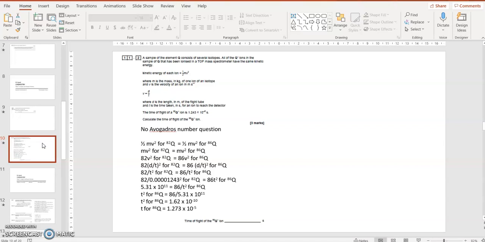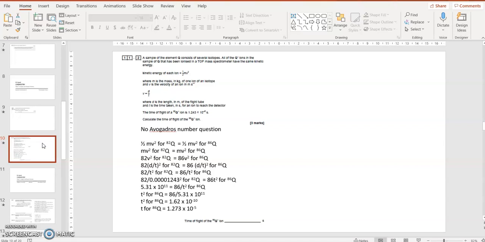Now, instead of 82, which is 82 grams for 1 mole, I could convert that into the mass of one particle of each by dividing both sides by Avogadro's number to work out the mass in grams of one particle of 82Q and one particle of 86Q. But why bother? Why divide by Avogadro's number on each side? There's no point doing the same thing on each side. Similarly, I could get that into kilograms for one particle by dividing by 1,000. But what's the point? So I've just left it the same.